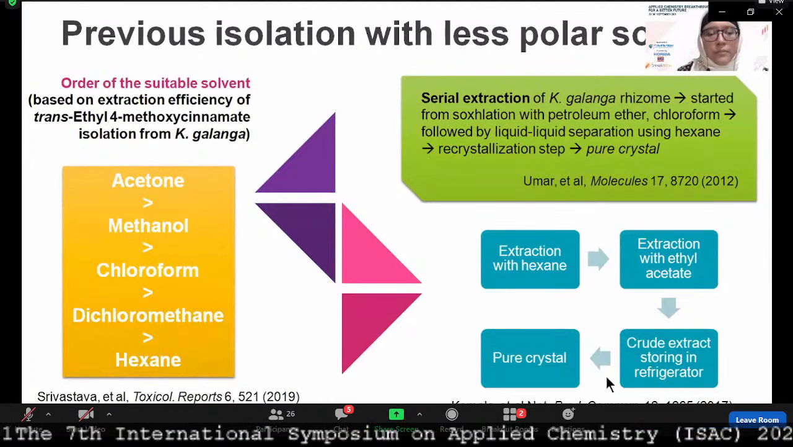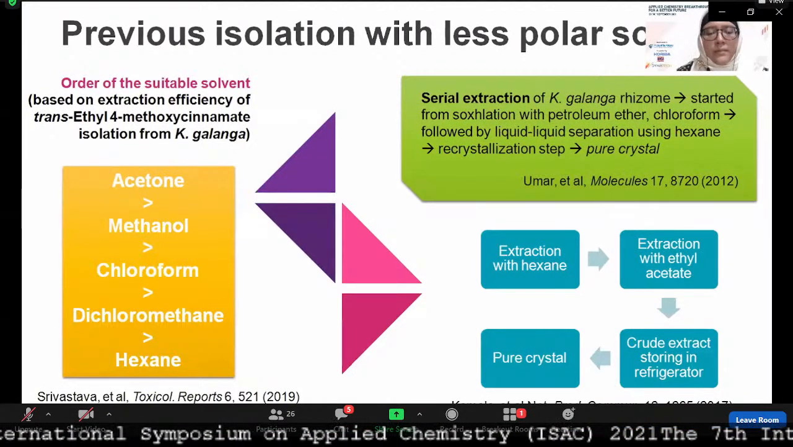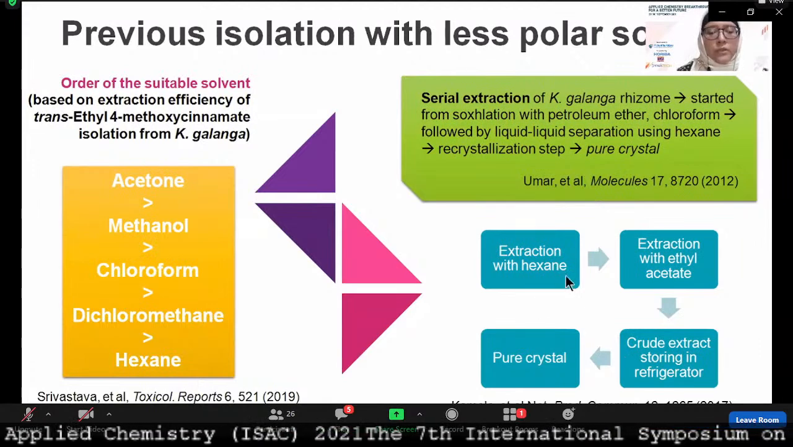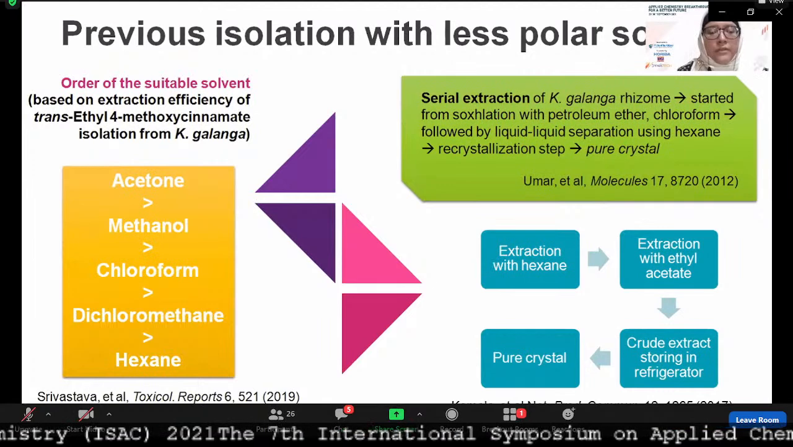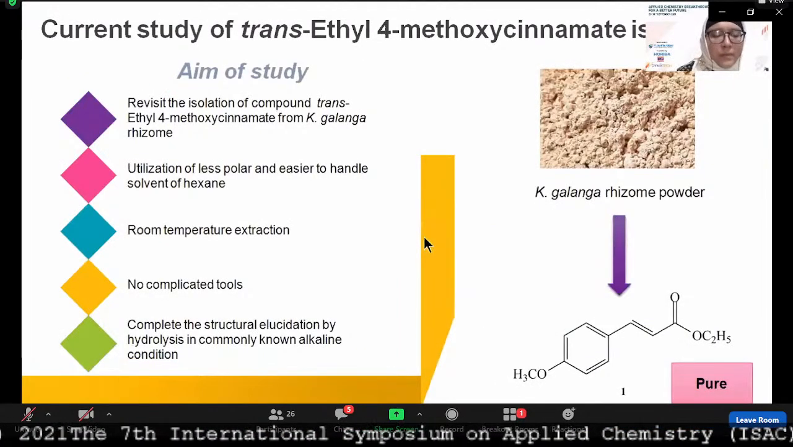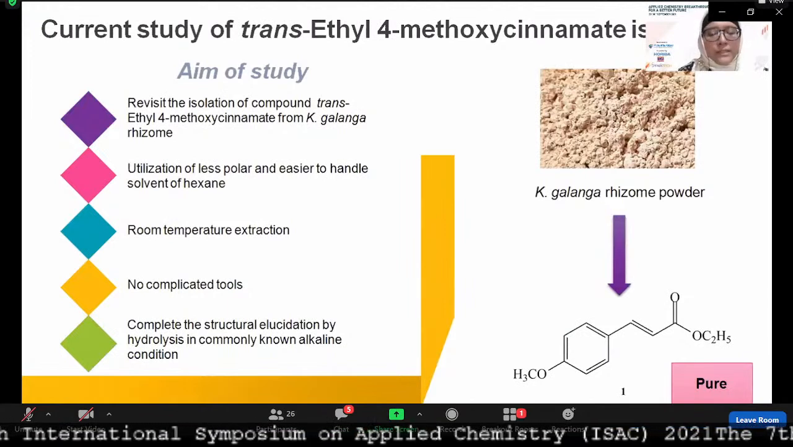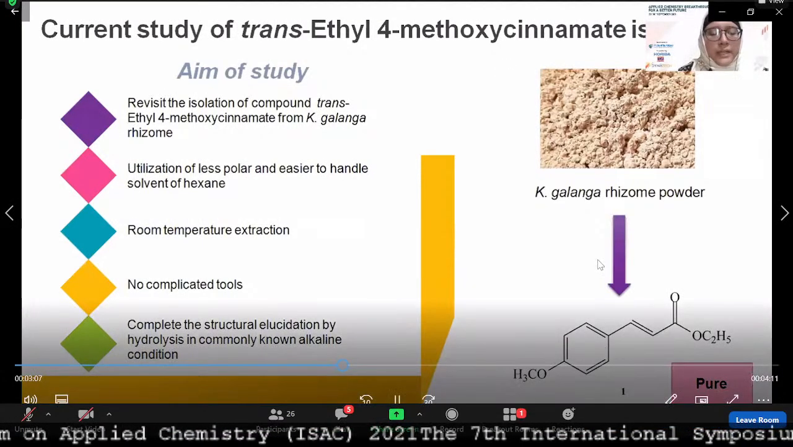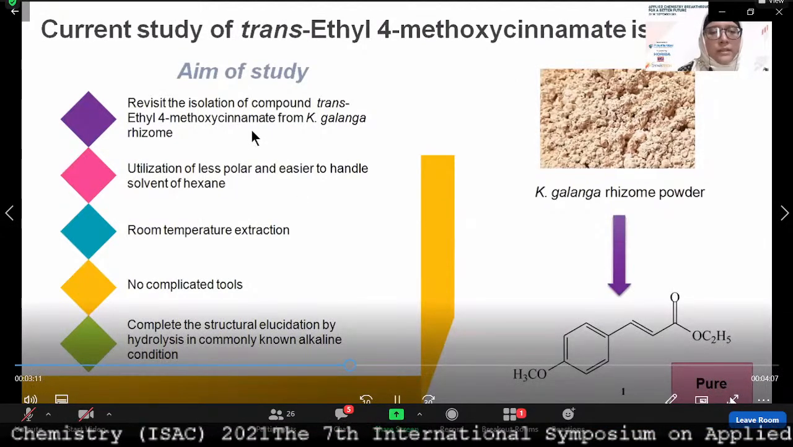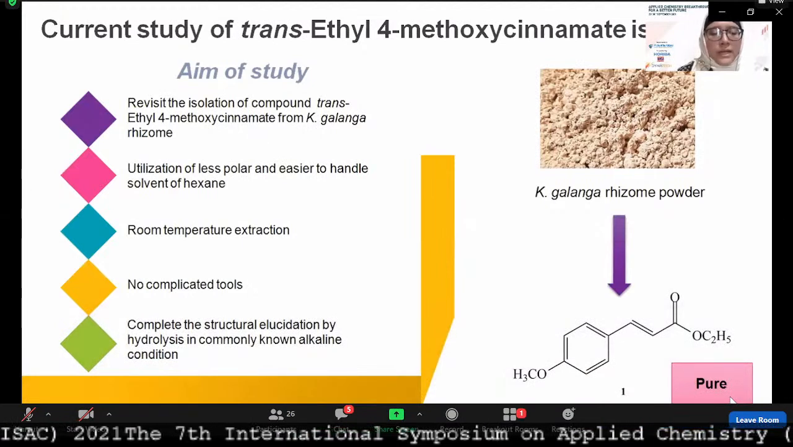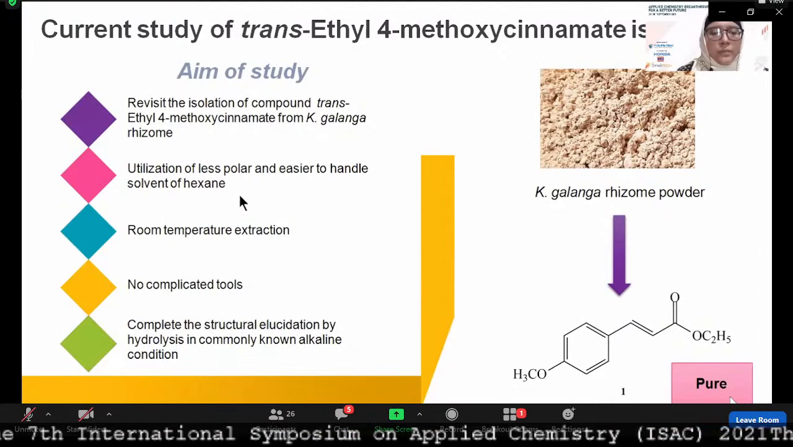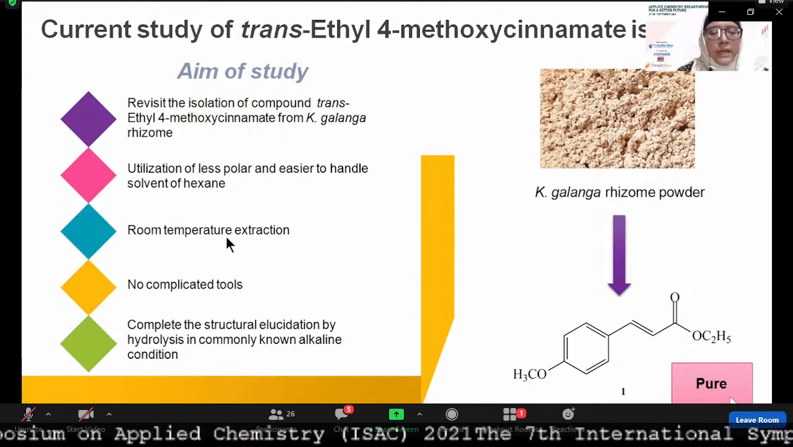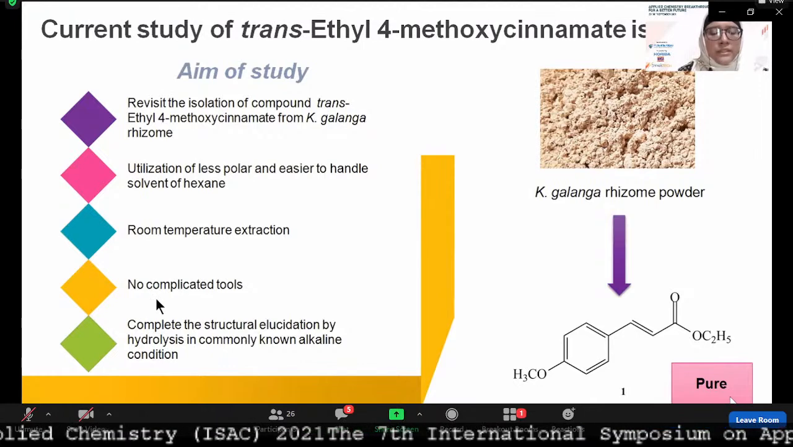In spite of this complex extraction, in 2017, Komala et al. extracted trans-ethyl 4-methoxycinnamide by simply storing the hexane extract in a refrigerator to form an easily separated crystal without any further recrystallization. Based on the success of the previous studies for the isolation of trans-ethyl 4-methoxycinnamide from Kaempferia galanga, the aim of this study is to revisit the isolation of the compound, utilizing the less polar and easier to handle solvent hexane at room temperature without any supplementation or percolator, and to complete the structural elucidation by conducting hydrolysis in alkaline condition.